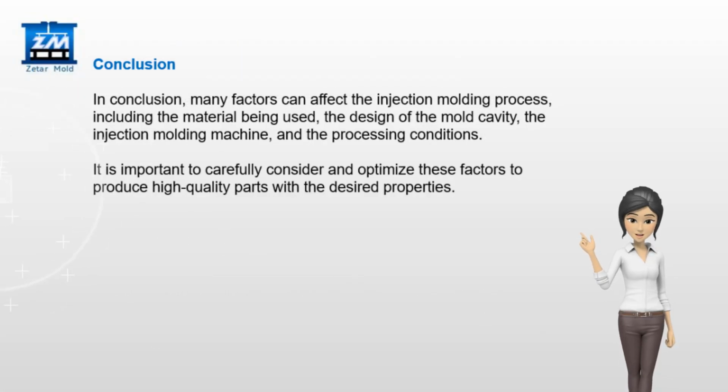Conclusion. In conclusion, many factors can affect the injection molding process, including the material being used, the design of the mold cavity, the injection molding machine, and the processing conditions. It is important to carefully consider and optimize these factors to produce high-quality parts with the desired properties.